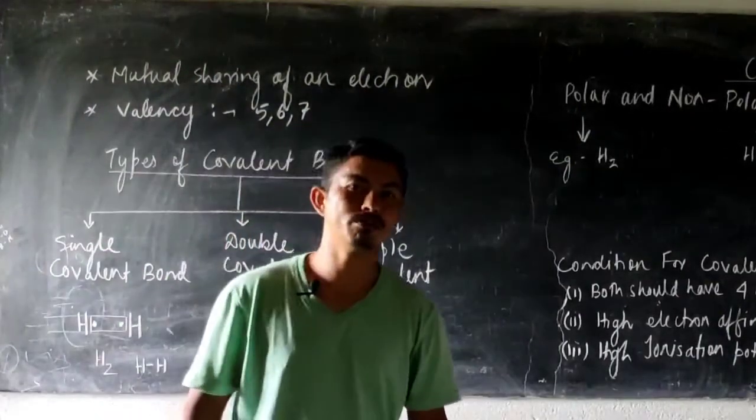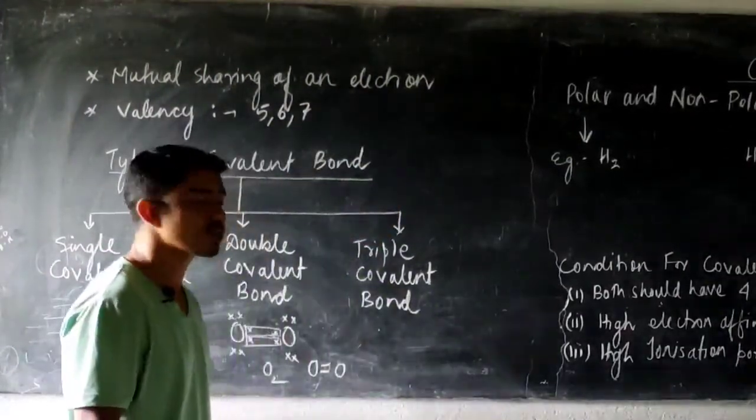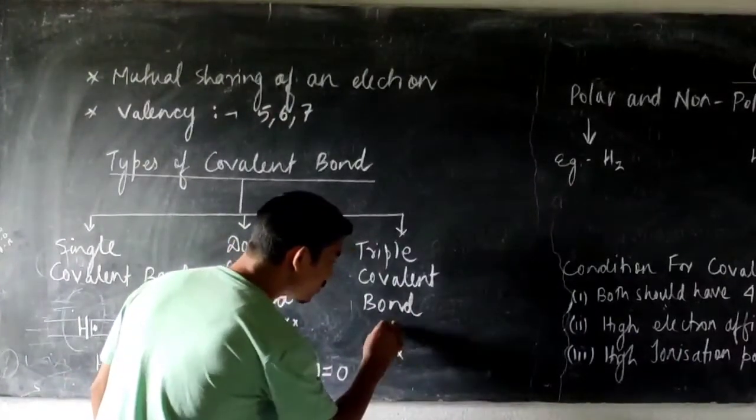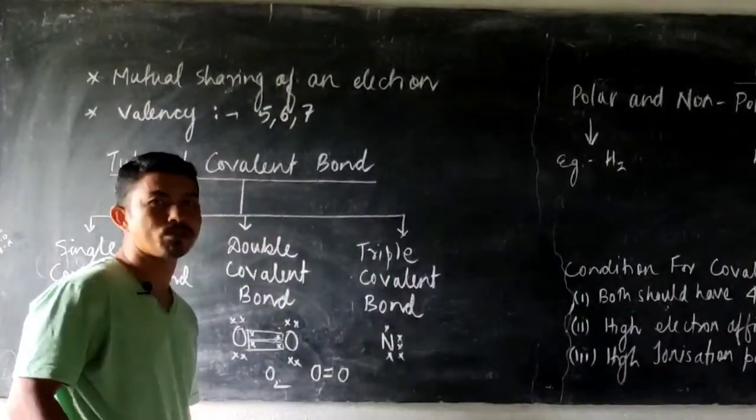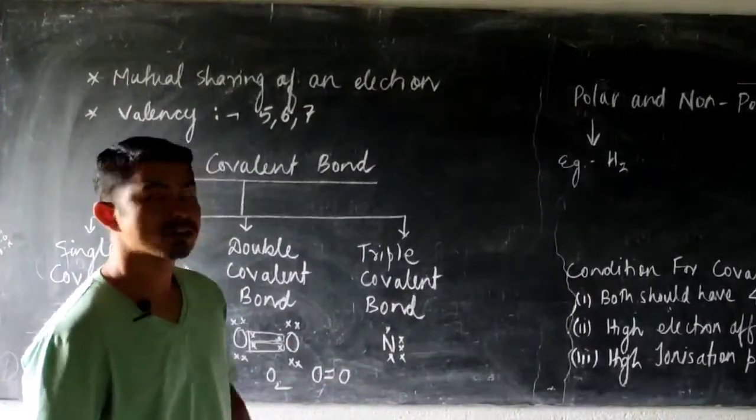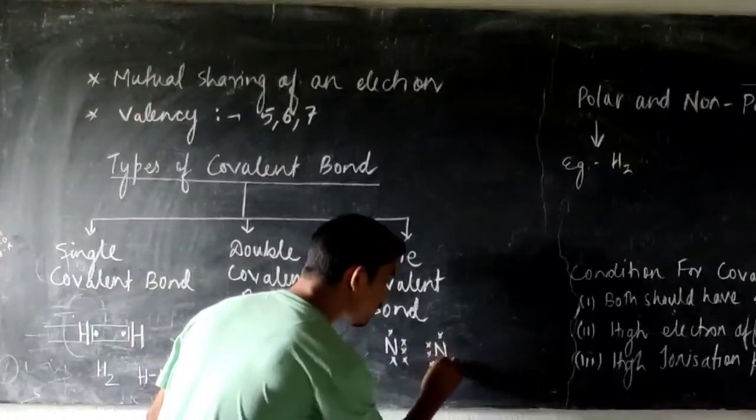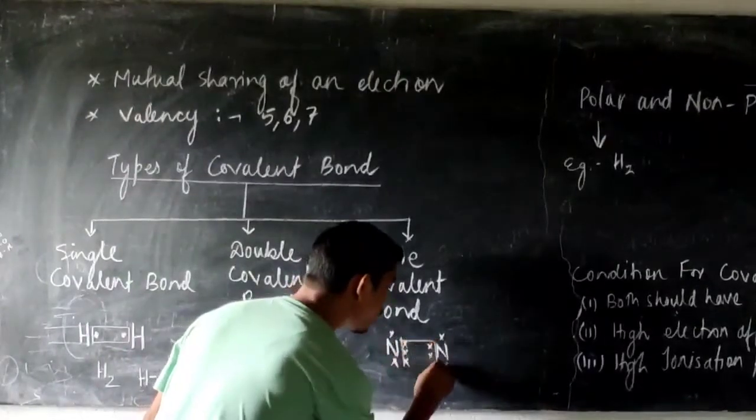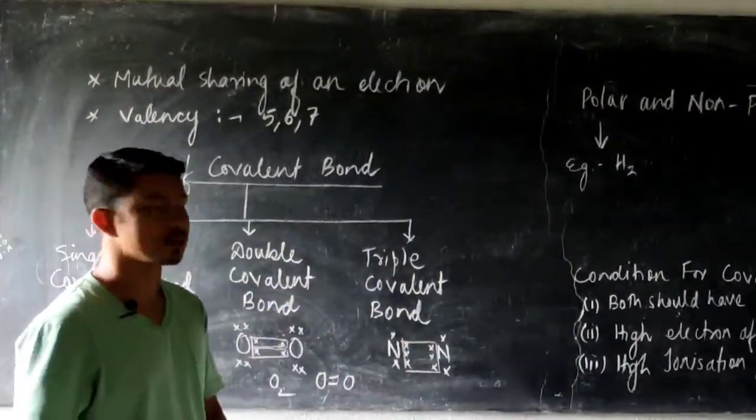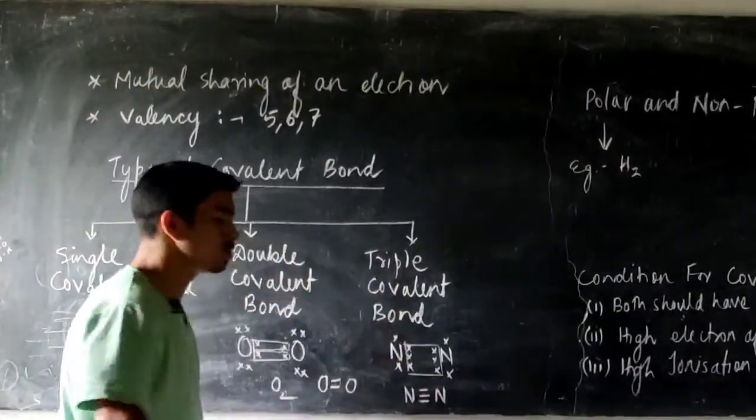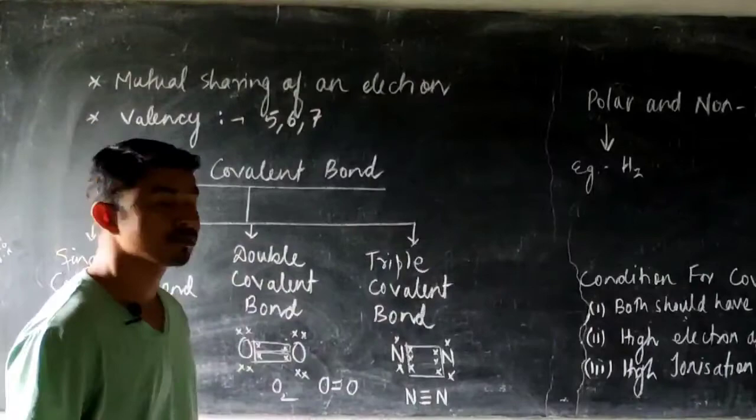An example of a triple covalent bond is the formation of the nitrogen molecule. Nitrogen has 1, 2, 3, 4, 5 electrons in its outermost orbit, so it requires 3 more. Similarly, the other nitrogen atom comes, and they share 3 pairs of electrons, thus gaining stability. So nitrogen has a triple covalent bond between the two combining atoms.